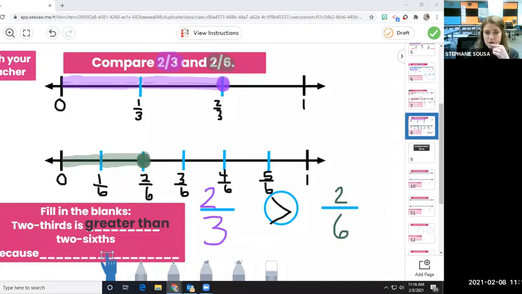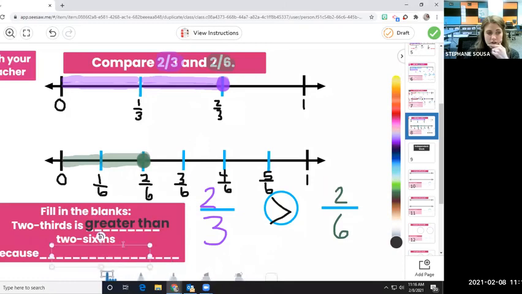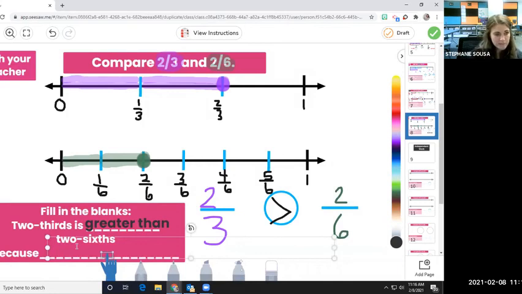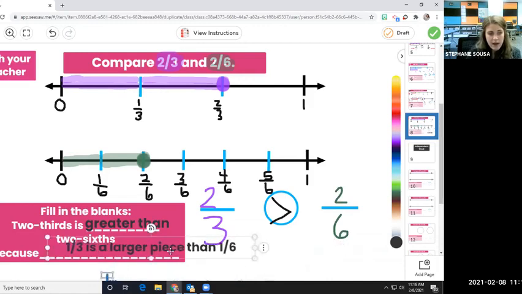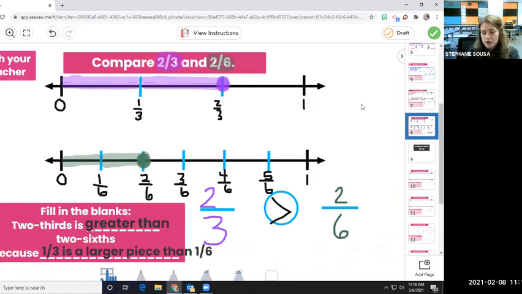Okay. 2/3 is greater than 2/6 because, and let's use that unit fraction knowledge, 1/3 is a larger piece than 1/6. So we're using some of that mental math. By now we know the smaller the denominator, the larger the piece.